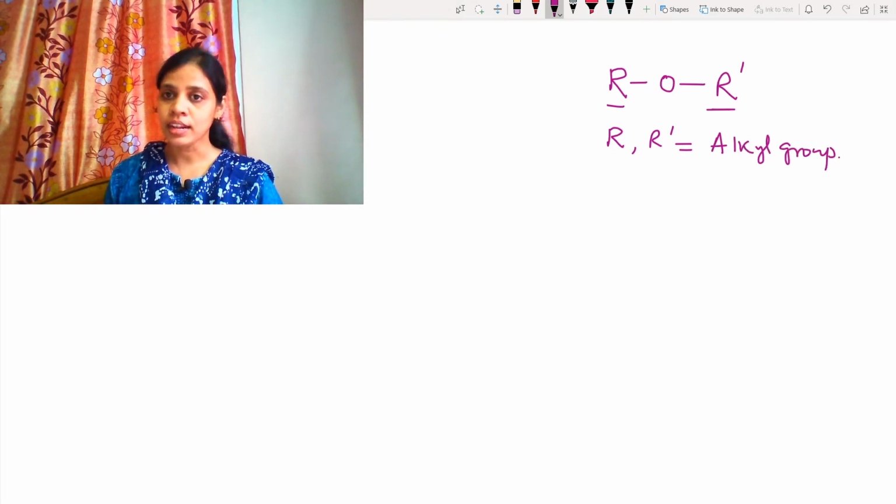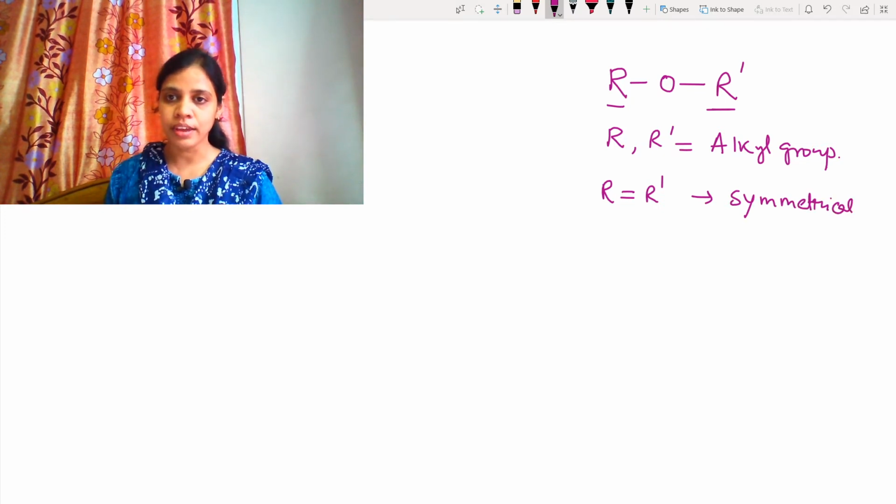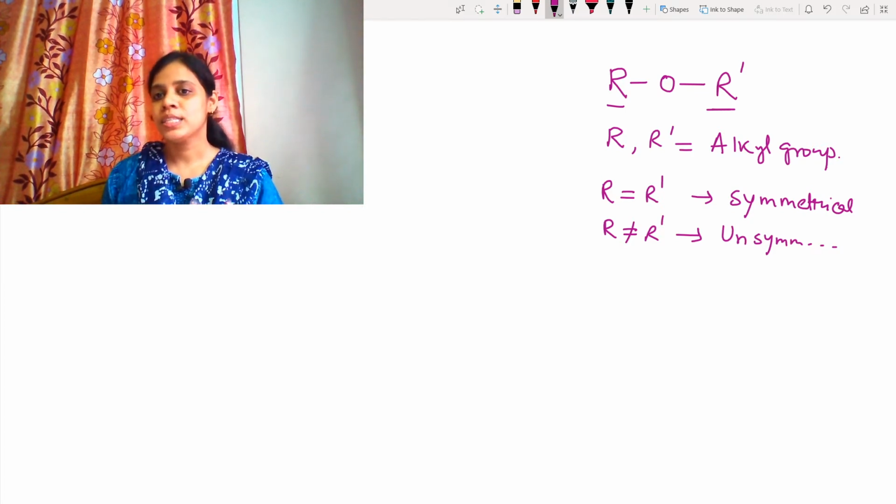When these two alkyl groups are the same, then it is called symmetrical ether. And when these two alkyl groups are not the same, then it is called unsymmetrical ether. Now, I'll explain how we can write the name of an ether.